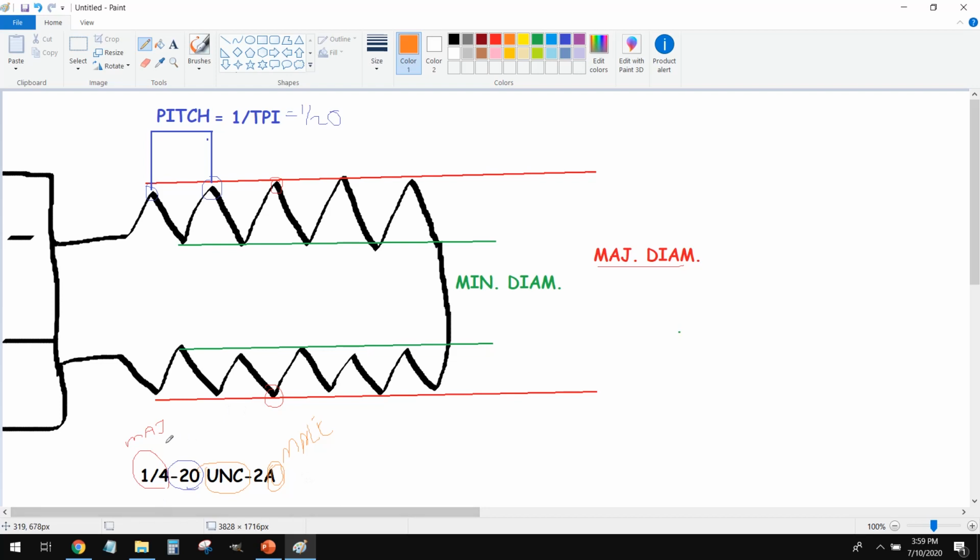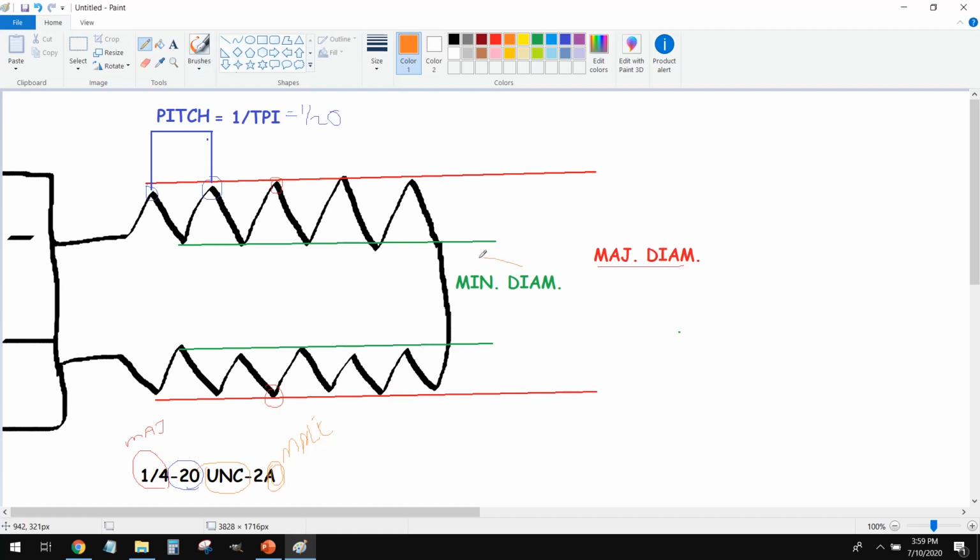So, major diameter, threads per inch, thread type, thread fit, and then whether it's a male or female. Now, like I was talking about earlier, there's going to be a difference when it comes to modeling male and female threads. And we're going to touch on this more when we actually model threads in our next video.